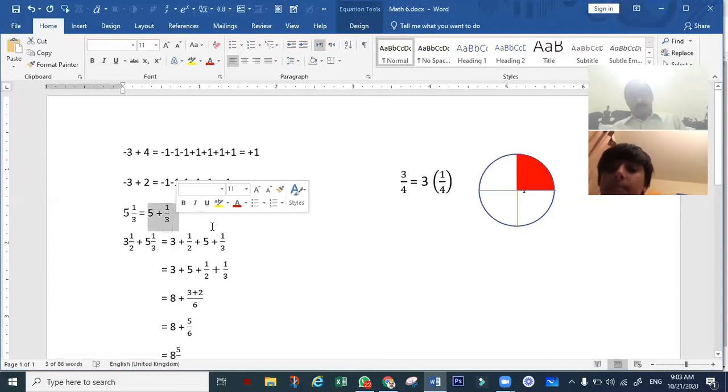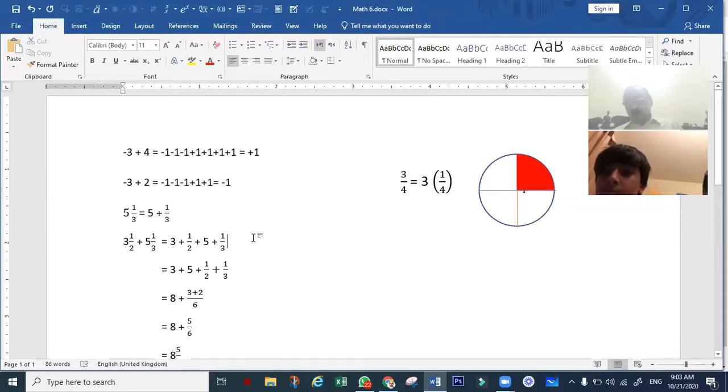5 plus 1/3. How can we simplify this 5 plus 1/3? How do you make it into a whole number? How can we solve this? In the denominator of 5 there's nothing, so we can just consider it as 5/1. If there's no number in the denominator, we can just take it as 1.